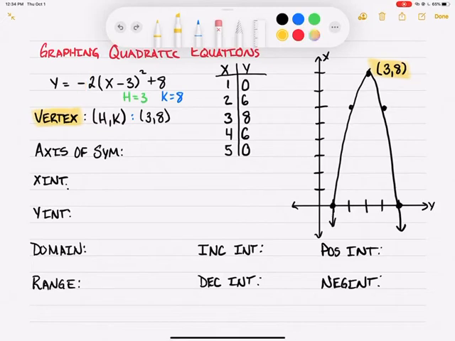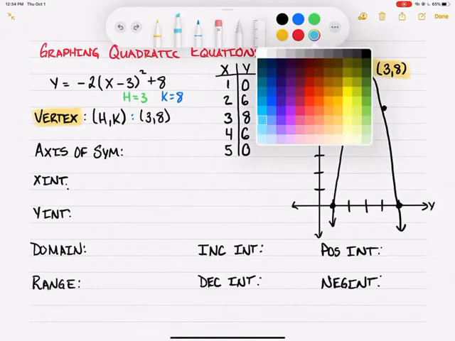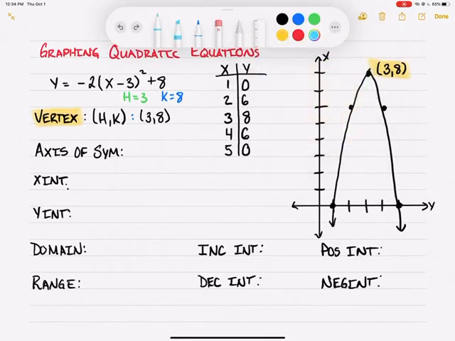Next thing is the axis of symmetry. The axis of symmetry comes from the vertical line that cuts our graph in half, and it comes from the x value of the vertex. The x value of our vertex is 3, so this means our axis of symmetry is x equals 3. My x-intercepts are where the graph of this equation crosses the x-axis. So at this point here and this point here, those are the points 1, 0, and 5, 0.